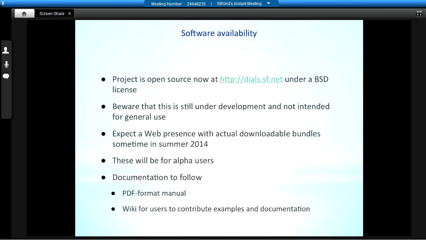There is already a manual. It's in PDF format. You can download it now, but it pretty much just helps you through the process of running DIALS on one of these Simonton data sets. But I think by the time we have a web presence and we're ready for people to download it, there will be a wiki. The wiki will be both for developers to write down how to solve this problem, and also for users to document what they found, what tips people discovered.